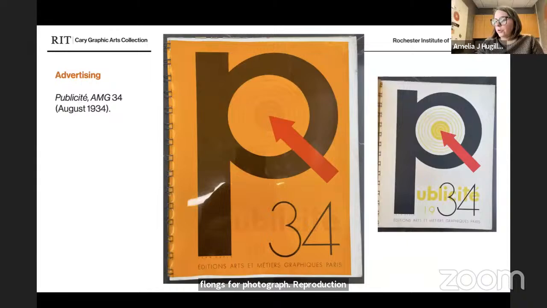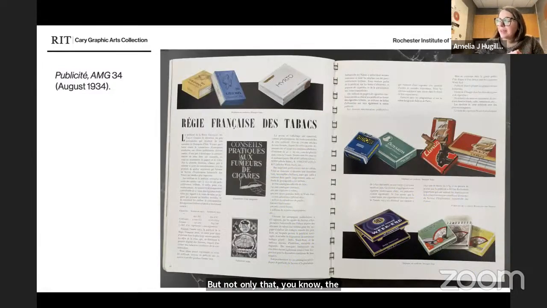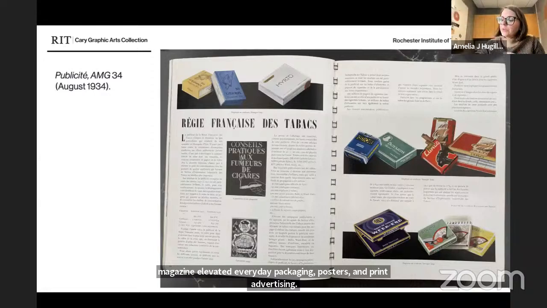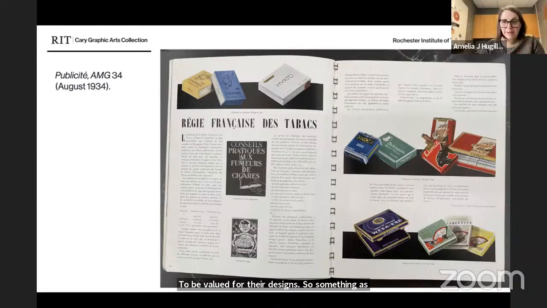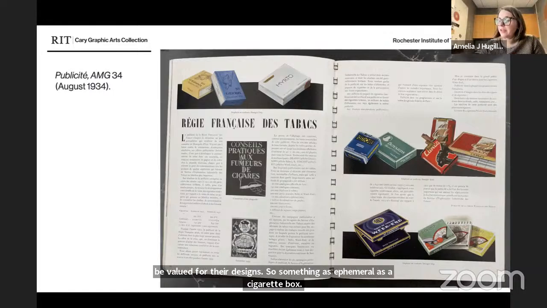Now, skipping to the future of the magazine a bit, issue number 42 from 1934 solely spotlighted innovative advertising campaigns. Let's look at this cover made of industrial translucent plastic. I absolutely guarantee there was nothing like it on the newsstands that month. But not only that, the editors of this magazine elevated everyday packaging, posters, and print advertising to be valued for their designs. So something as ephemeral as a cigarette box was praised for its efficacy in attracting new markets like women as smokers.